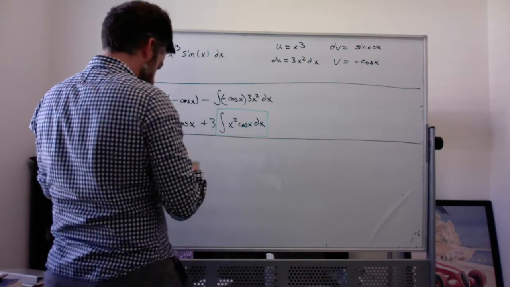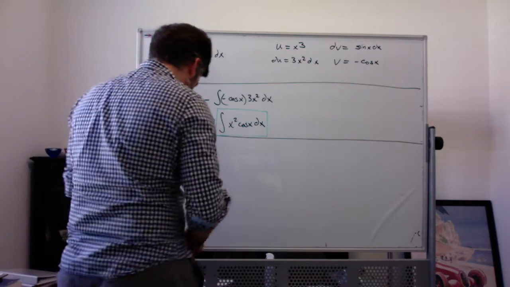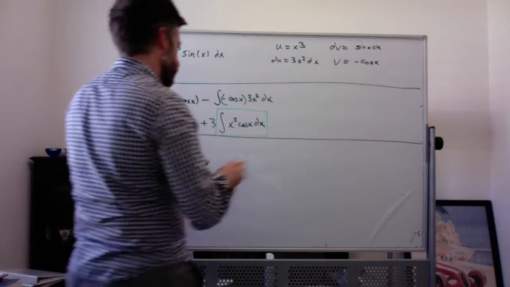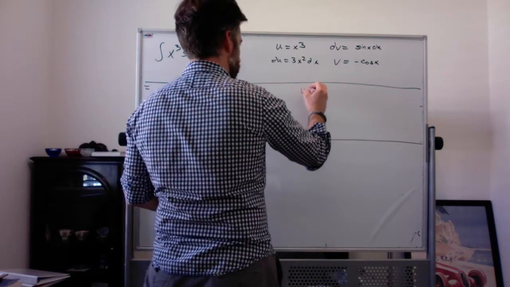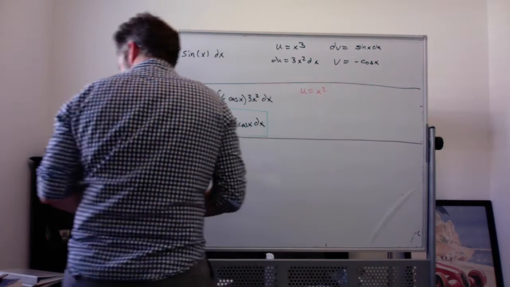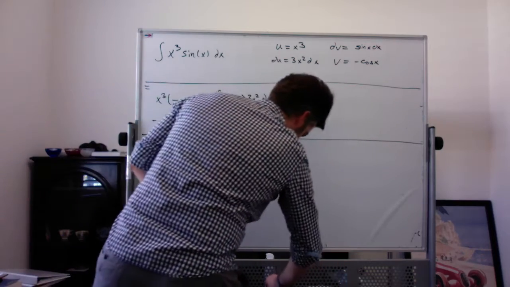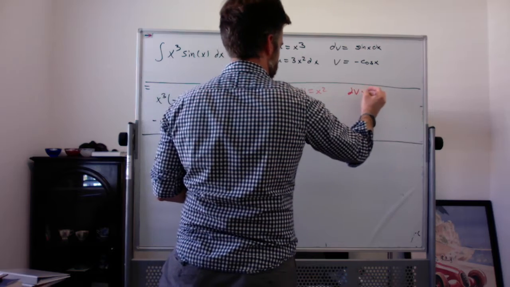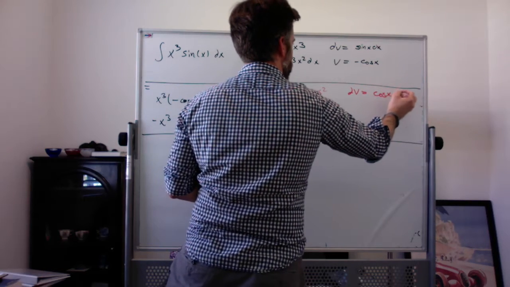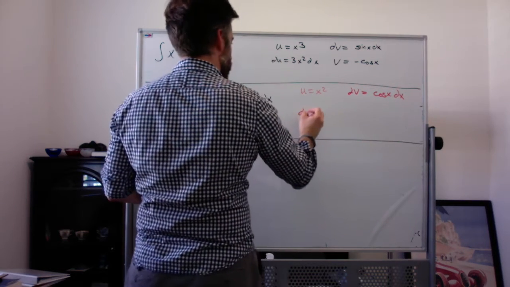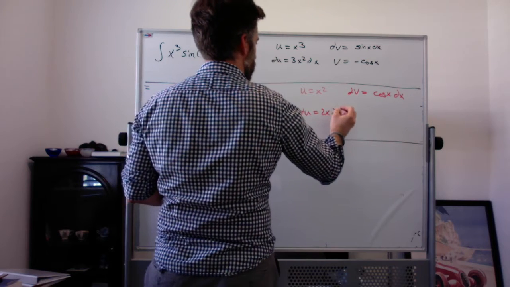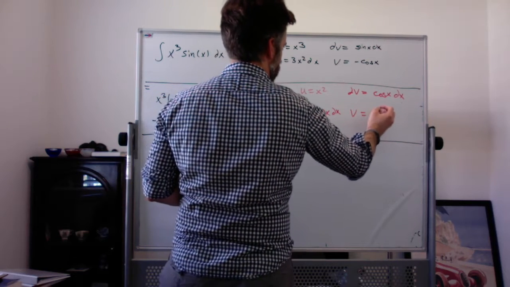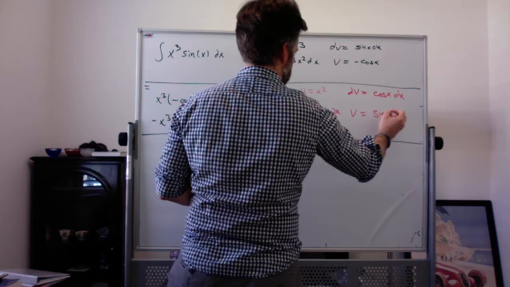So for that integral there, I'm going to let u equal x squared. u is x squared, dv is the rest. du is 2x dx, and v is equal to the antiderivative of cosine, which is sine of x.